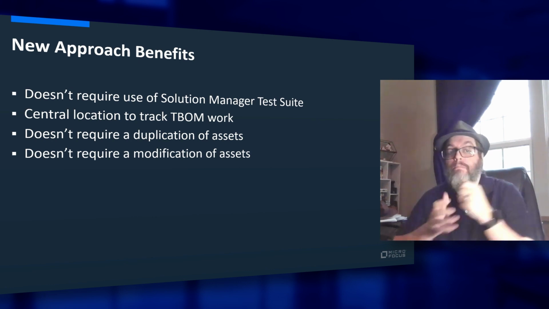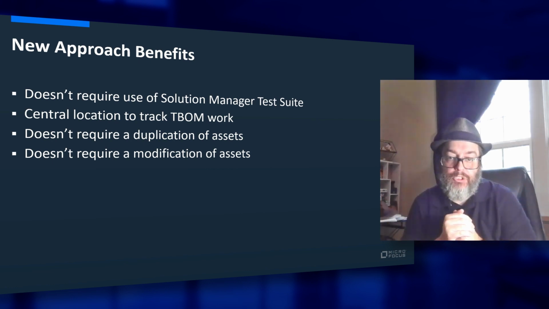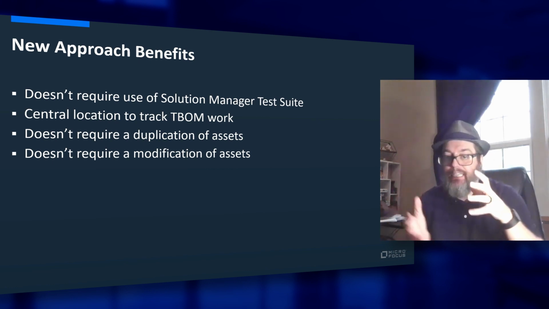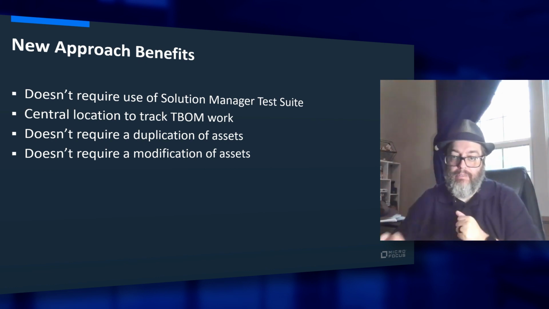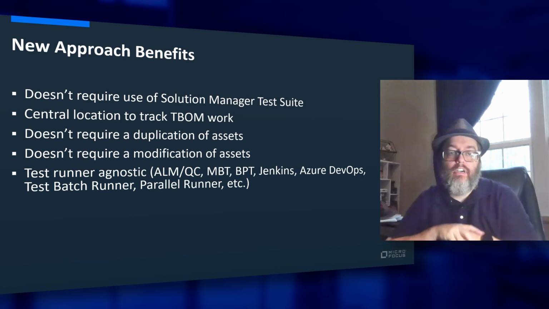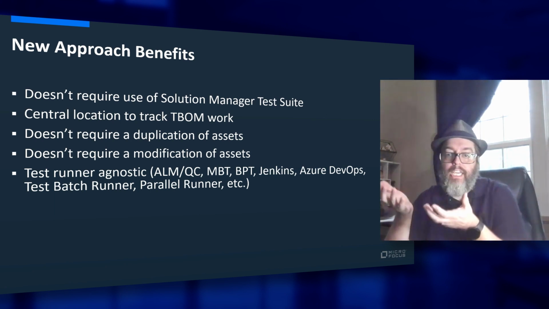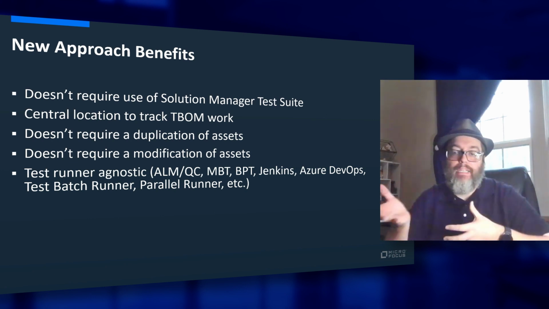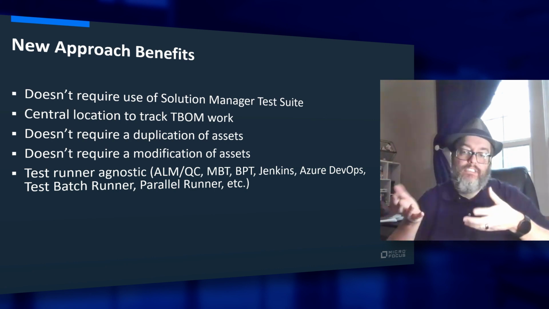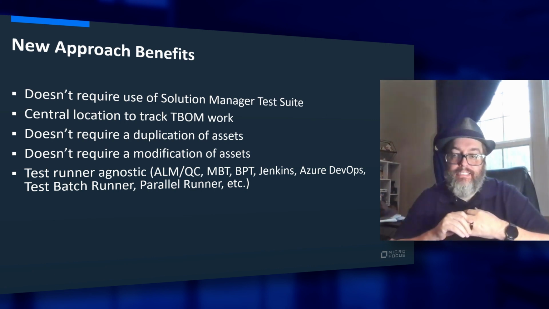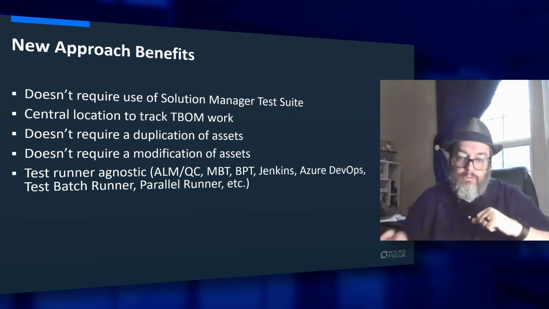It doesn't require that you modify your existing assets either, to add that start and stop BPCA tracing, because that step is actually abstracted out into the start and stop processes that we talked about. It's also test runner agnostic, like I talked about earlier. You could use Azure DevOps, Jenkins, ALM Quality Center, model-based testing, the BPT framework, test batch runner, or any other test runner that can do a CLI call. You don't have to shift to using Test Suite as your test runner.